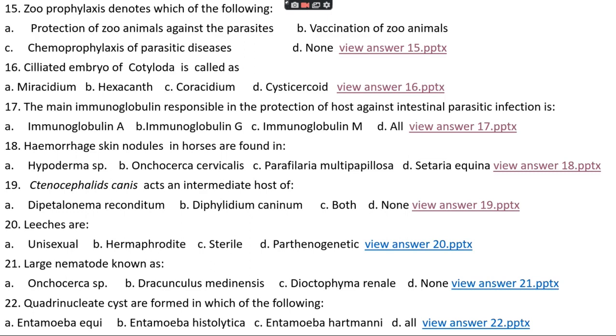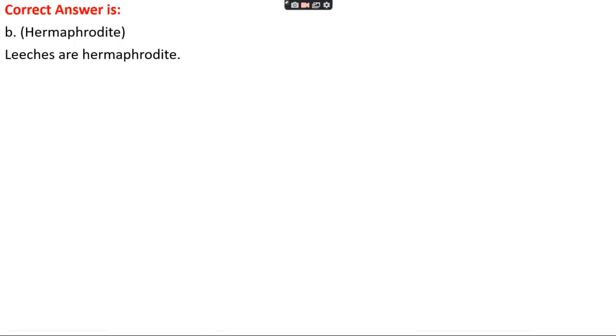Okay, question number 20. Leeches are: option A, unisexual, option B, hermaphrodite, option C, sterile, or option D, parthenogenetic. The right answer is option B, that is hermaphrodite. Leeches are hermaphrodite because they contain both male and female genital organs within the same individual.